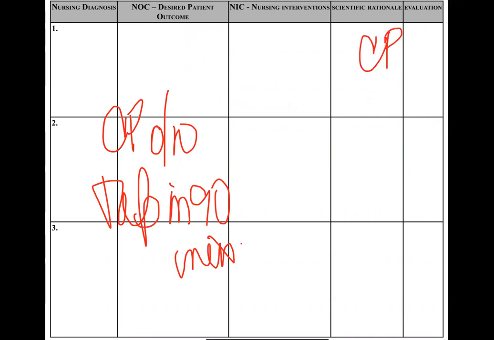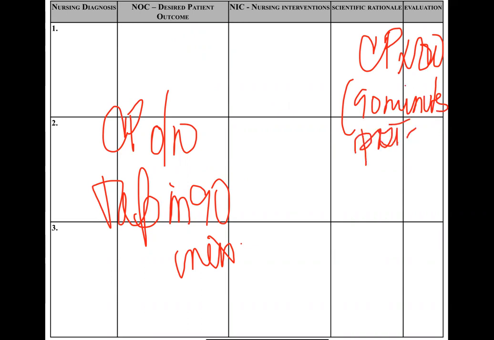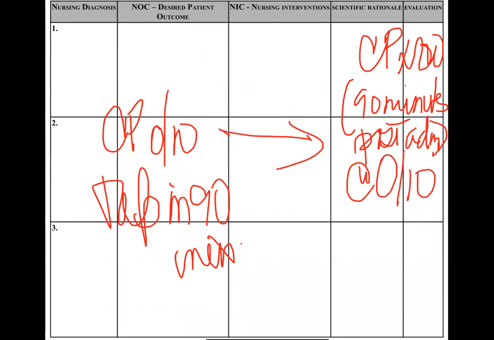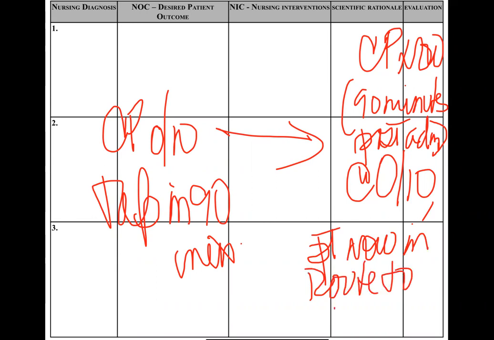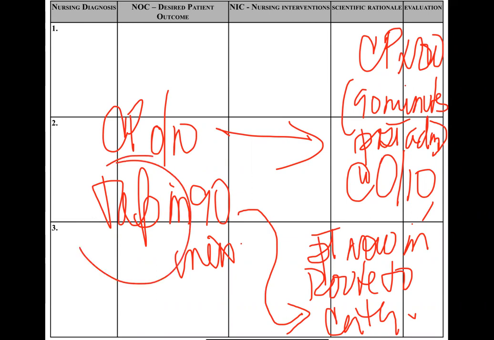Chest pain now, 90 minutes post admission, right? At 0 out of 10. That means that my intervention was effective. Comma, patient now en route to cath lab. That means that within those 90 minutes, right? He is going to go, or he is right now within 90 minutes and going to cath lab for reperfusion.